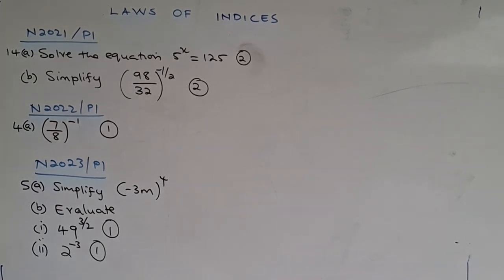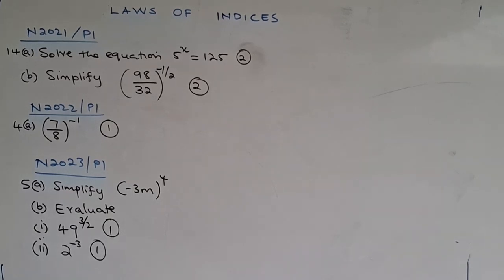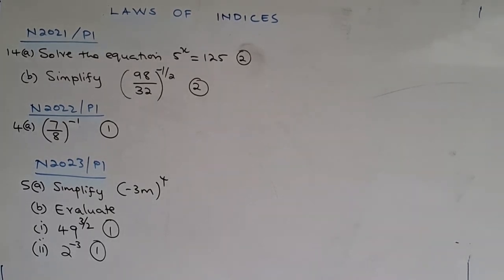So in the previous class we managed to discuss indices. I gave you notes about indices, I gave you the laws of indices. From the previous class we saw that we have 7 laws of indices, and you should know the 7 laws of indices. So today I have a few questions with me.